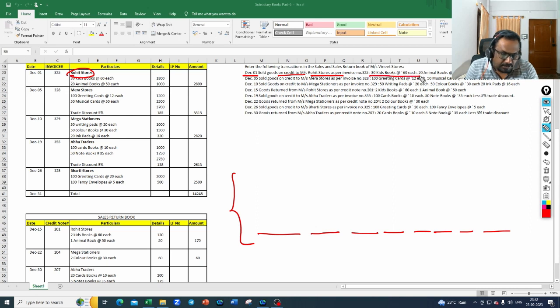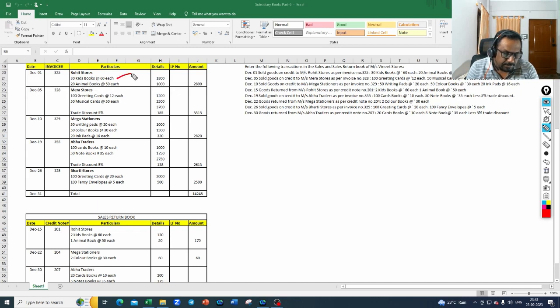30 kids books, 60 rupees each. See here, 30 kids books, 60 rupees each. 20 animal books at 50 rupees each. We mentioned 30 into 60, 1,800. 20 into 50, 1,000. So 2,800 we sold. Clear? That has been recorded.